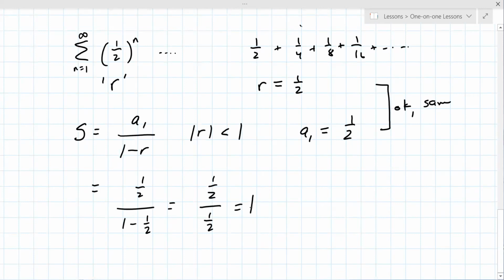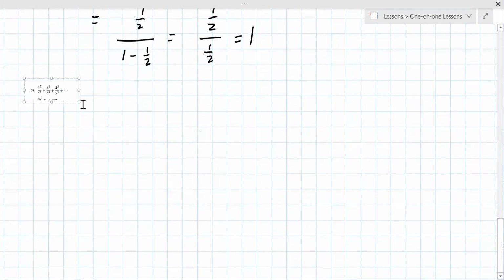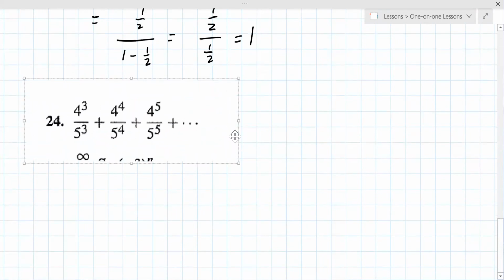1. So the game in these problems is we're going to see if we can put them into this form and then come up with the sum here. So I'm going to grab 24 first. For 24, you have to first write the formula for the sequence. You want to write this as sigma something to the right, and then n equals something to infinity.